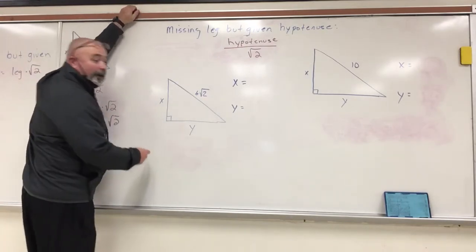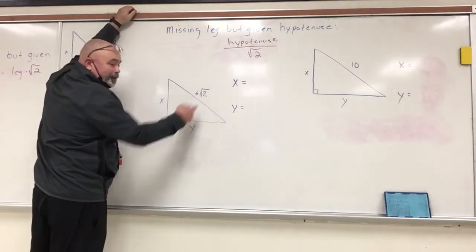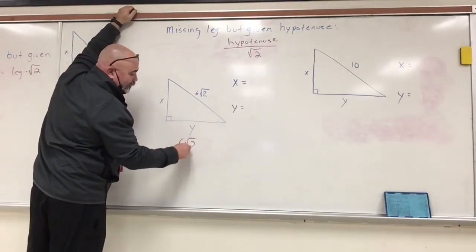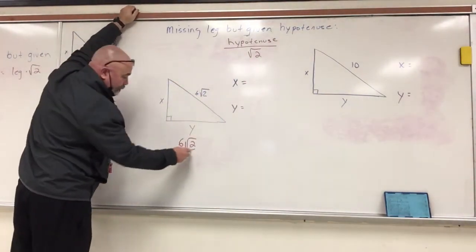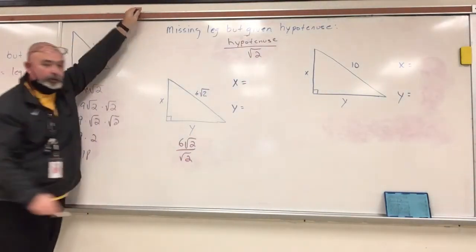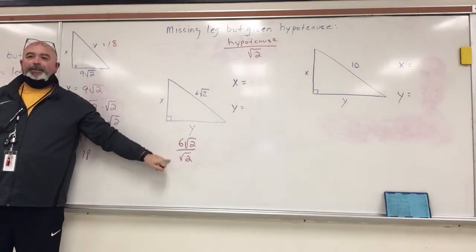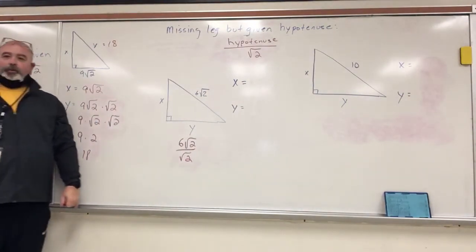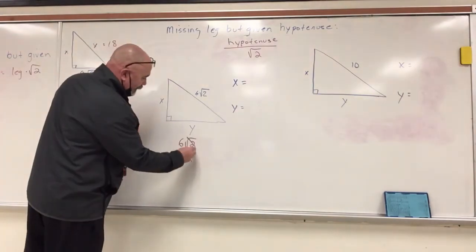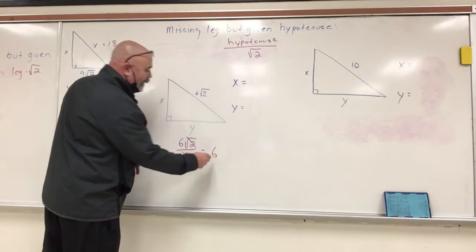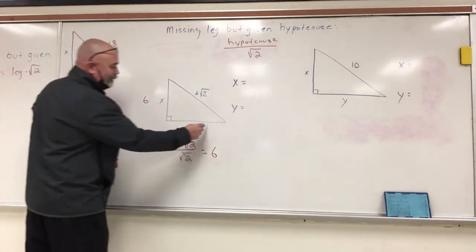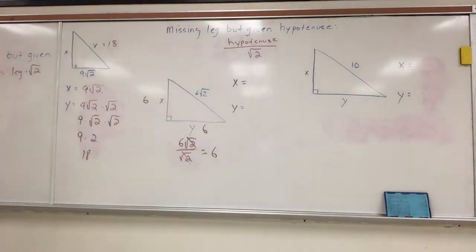All right, so here we go. I'm going to take my hypotenuse, 6 square root of 2, and divide it by square root of 2. What do you notice about that? The square root of 2 cancels, right? What am I left with? 6. So X is 6 and Y is 6. And I'm done. I solved for both legs.